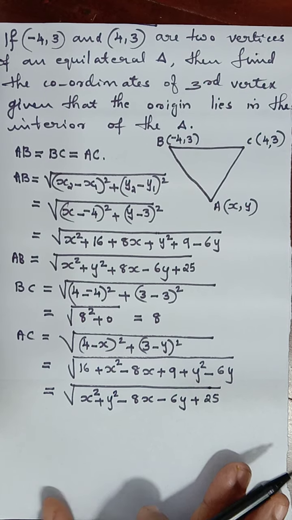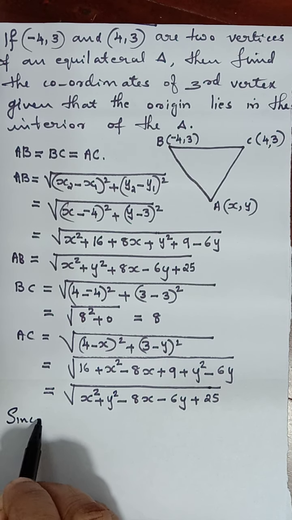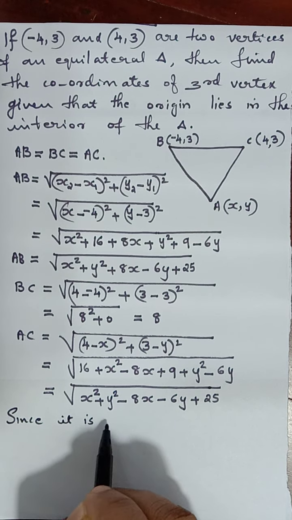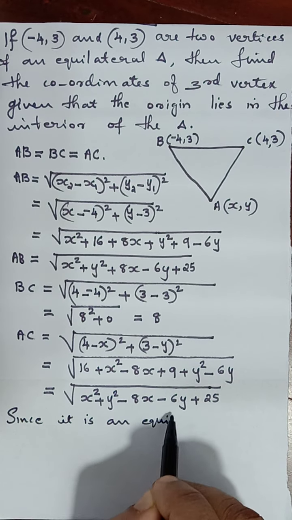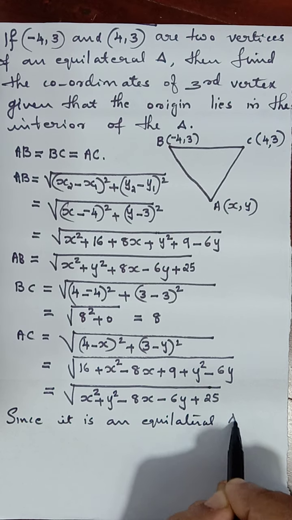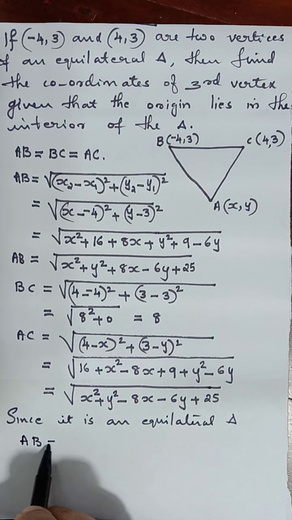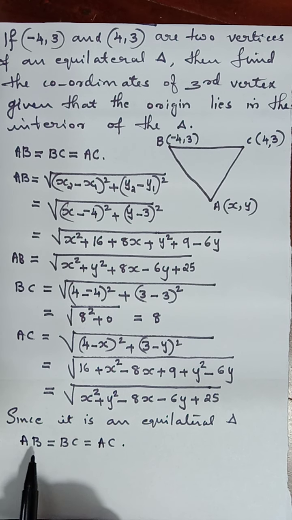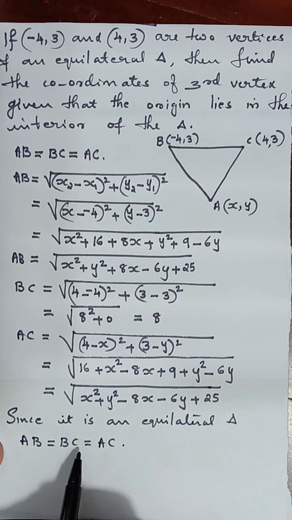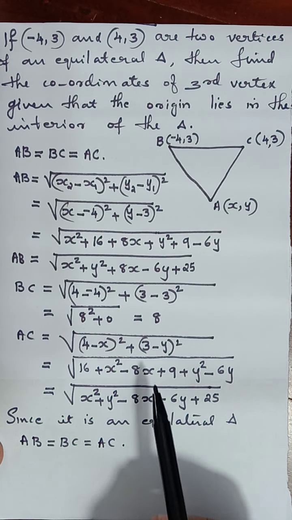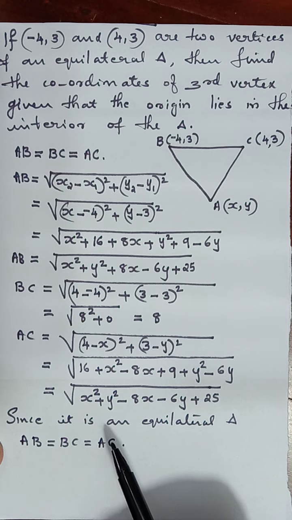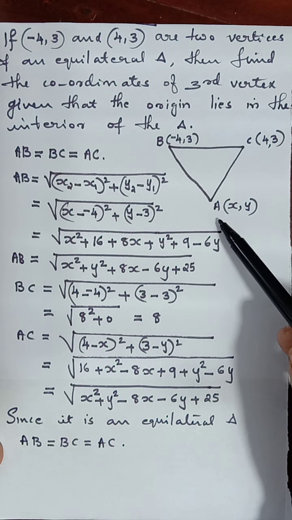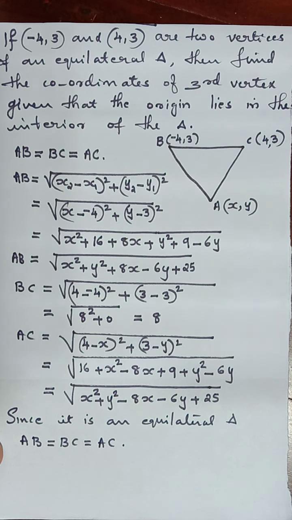Then we have to write this step as, since it is an equilateral triangle, AB equal to BC equal to AC. We will compare AB equal to BC first, then BC equal to AC, so that you will be able to find out x and y. That x and y will be the third coordinate, that is A(x, y). Here our idea is to find out A(x, y). So let us compare, so that we will be getting it.